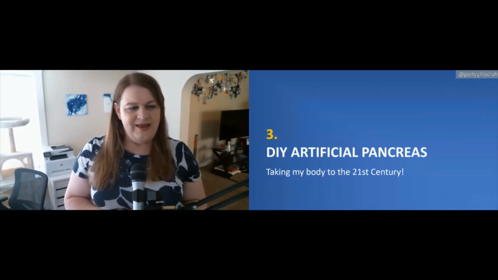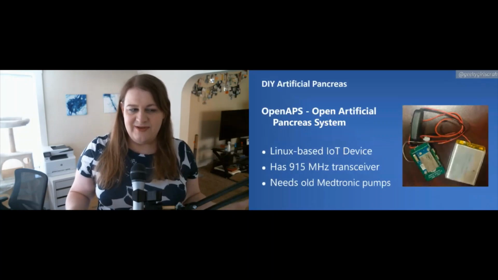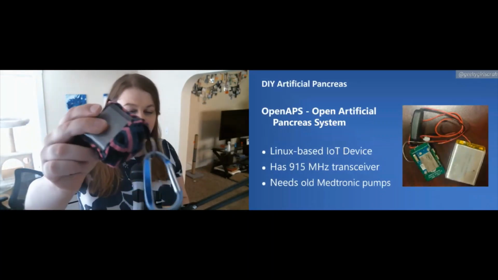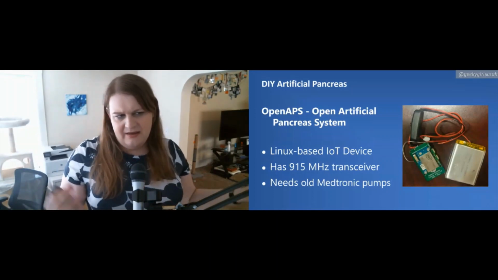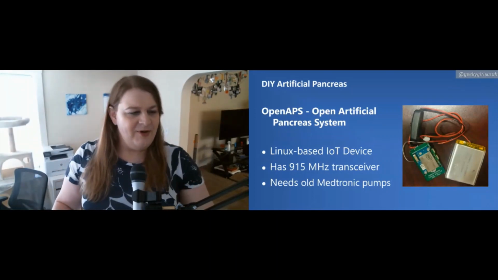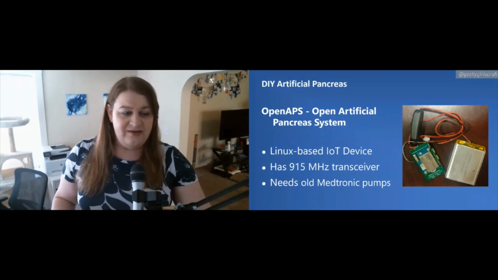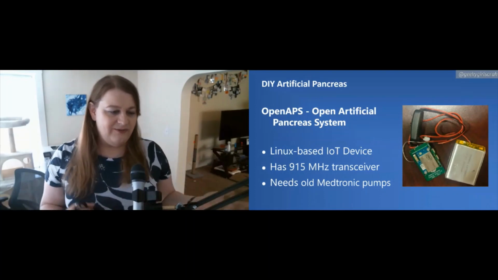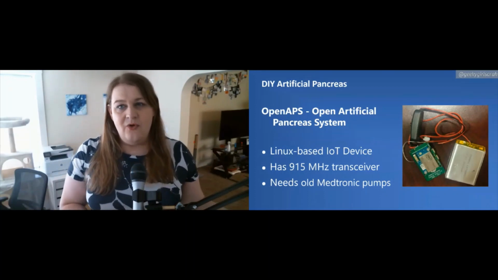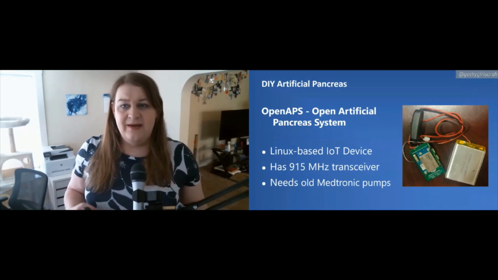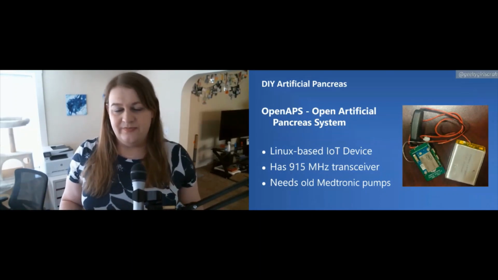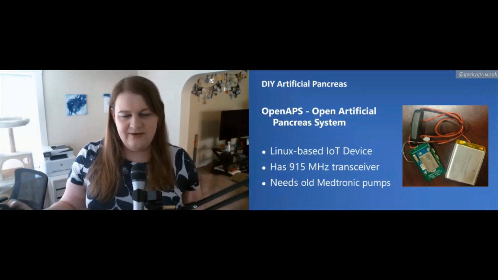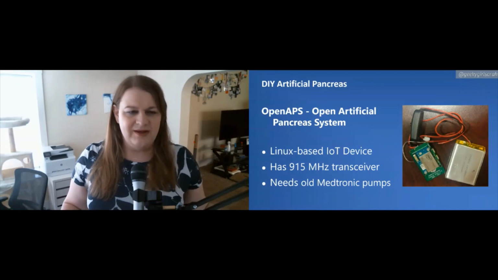The first one's called OpenAPS. This is pretty much one of the originals. It's the one I run. It's on this Linux-based IoT device, so I can actually log in and use it like a regular Linux system if I want. It has a 915 megahertz transceiver on it. We need this 915 megahertz transmitter and receiver because it talks to old Medtronic pumps like the one I have and can send it signals on what to do. I'll talk a little bit about why that's an interesting scenario with only old Medtronic pumps.